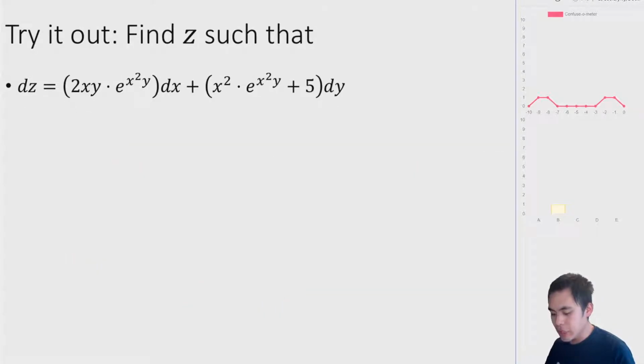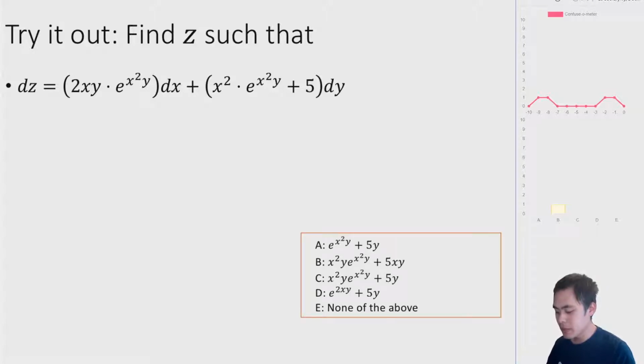So try it out. Find z such that dz is equal to this complicated thing, 2xy times e to the x squared y times dx plus x squared times e to the x squared y plus 5 times dy. And these are your possibilities. And let me reset the poll before we get started.